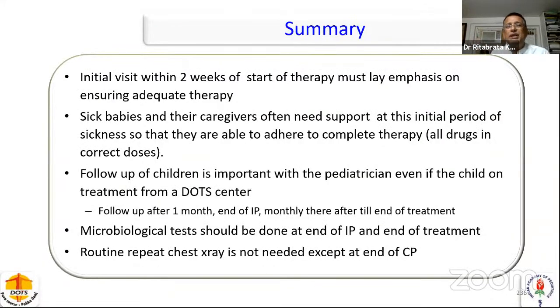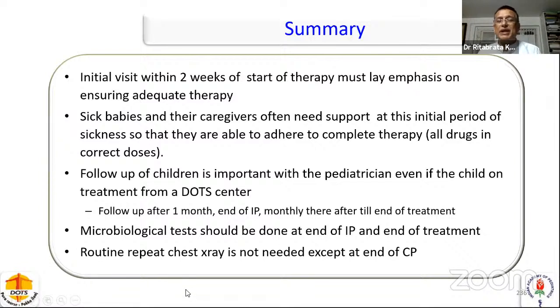To sum up the whole monitoring, the initial visit should be within 2 weeks of start of therapy, and emphasis should be laid on ensuring completion and adequacy of the therapy. Sick babies and caregivers often need support in the initial phase so that they are able to adhere and complete the therapy. Follow-up of children with the pediatrician is most important, even if the child is being treated from the DOT center. You have nurtured the child since birth. Even if the child is getting drugs from some other place, it is your duty to do a follow-up. And once you do the follow-up, the parents feel immense relief that my child is in safe hands. So follow-up should be done by the pediatrician.